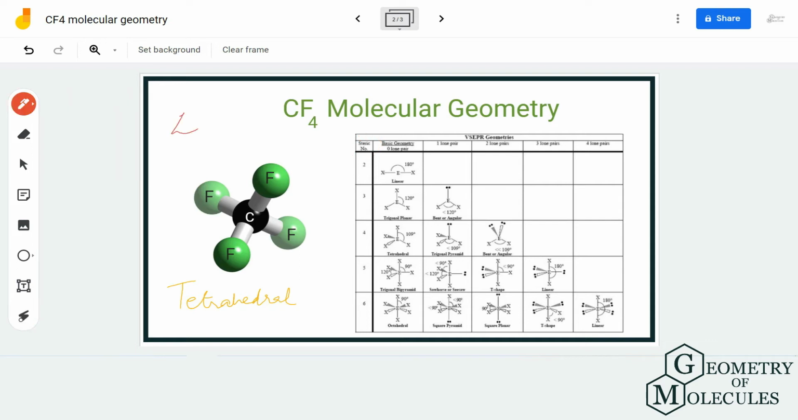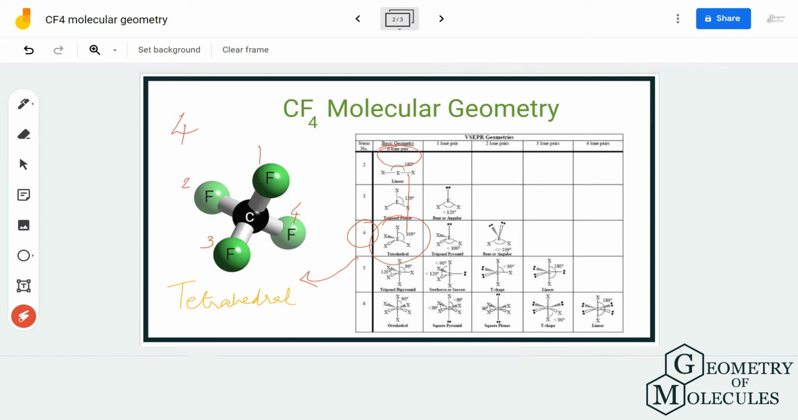So the steric number for CF4 will be 4, because there are 4 fluorine atoms that are forming bonds with the carbon atom, and whenever a molecule has a steric number of 4 with 0 lone pairs, as there are no lone pairs on the carbon atom, it has a molecular geometry of tetrahedral. So it confirms our assumption that the CF4 molecule is tetrahedral.